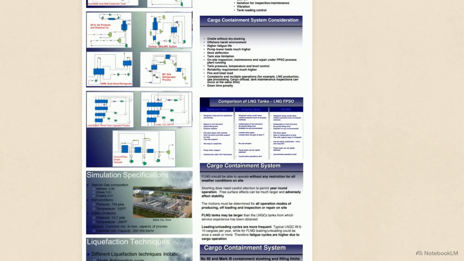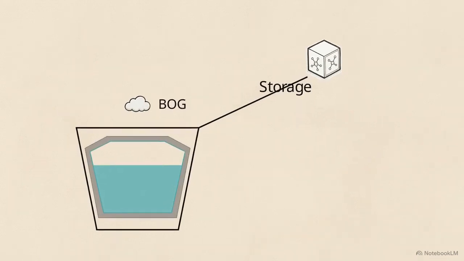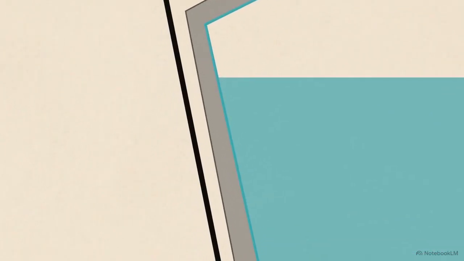This table compares different LNG cargo containment systems. Notice how the membrane tank in the first column is designed to react directly to the ship's hull structure. Draw your fifth branch, labeled storage, and sketch a cross-section of the membrane tank. Above your tank, draw a small escaping cloud. Label it BOG for boil-off gas.